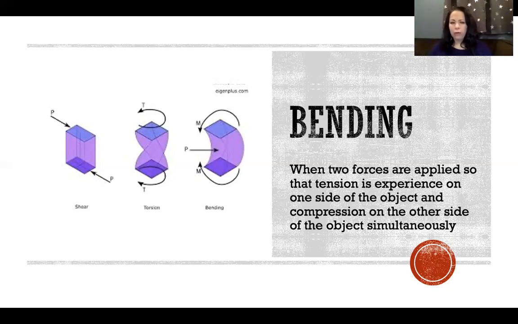And so like if we look at the picture here all the way on the right, you can see that there's compression happening on the left side where the structure that's bending is getting smaller. We have compression happening on that smaller side where it's bending toward. And then meanwhile, on the opposite side, the material is being stretched. So bending is actually a combination of compression stress on one side and tension stress on the other side.